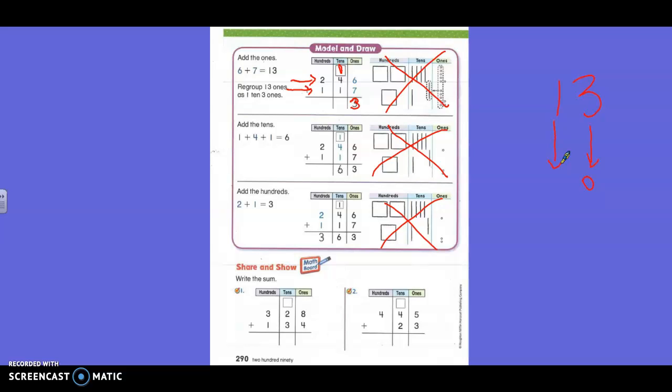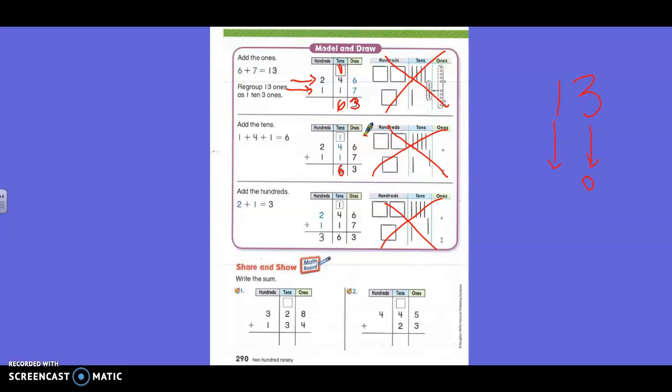We had to take those 10 and give them to the tens place, okay? So now we have 1 plus 4 plus 1. What's 1 plus 4 plus 1, Chase? 6. 6, okay? And we can write it down here because they were doing that. Because yeah, this is adding the ones only. This is adding the tens now.